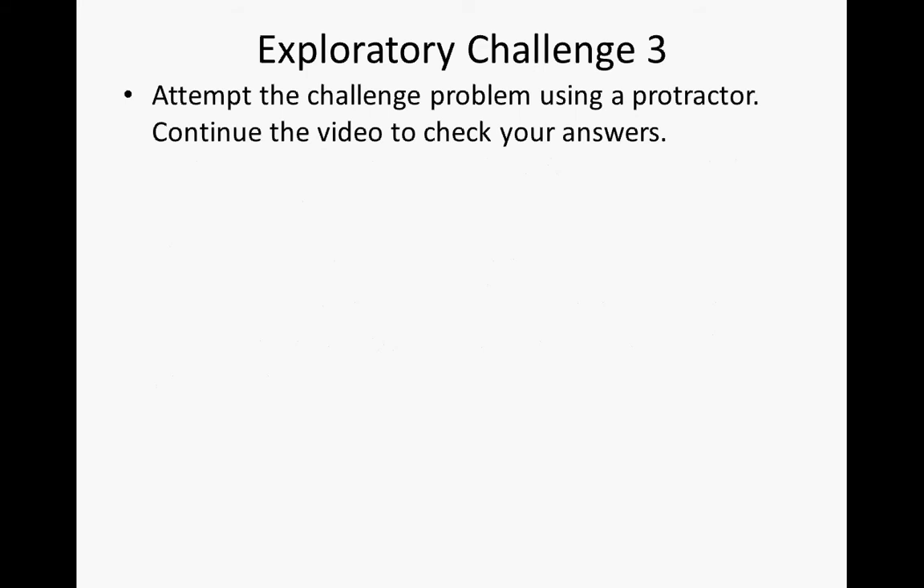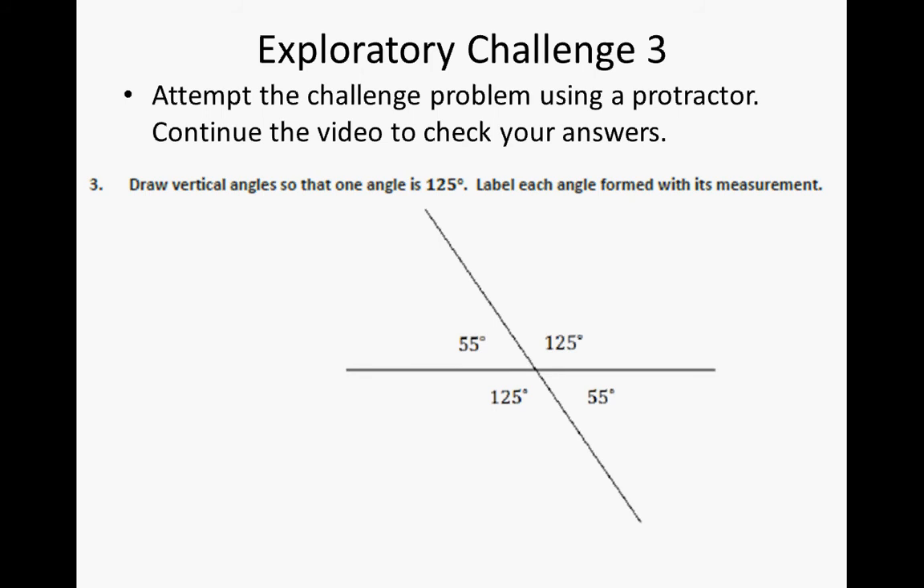Alright, Exploratory Challenge 3. Attempt the challenge problem using a protractor and then continue the video to check your answers. Alright, you should be done with Exploratory Challenge 3. So draw a vertical angle so that one angle is 125 degrees and label each angle formed with its measurement.